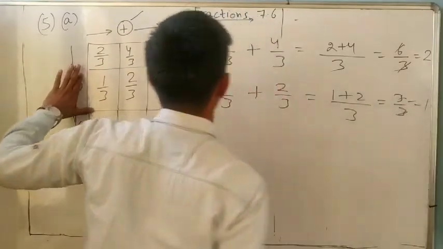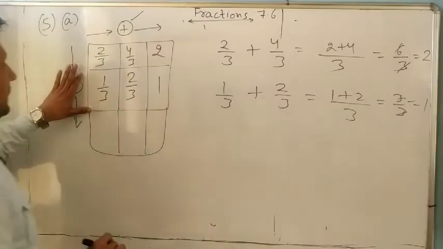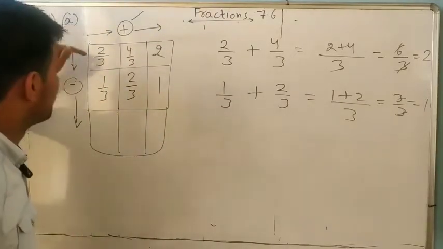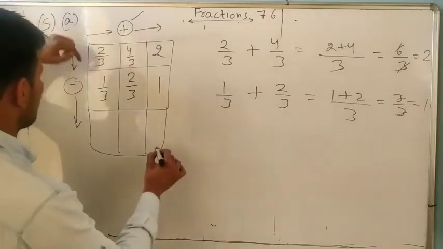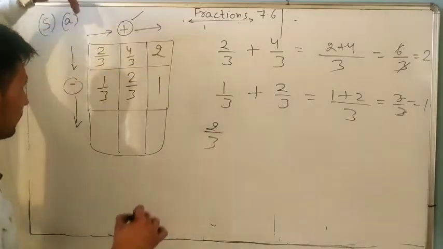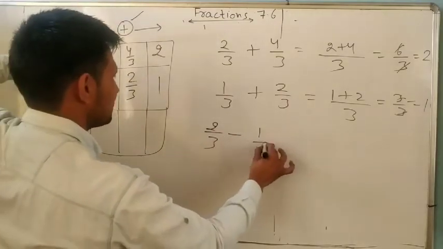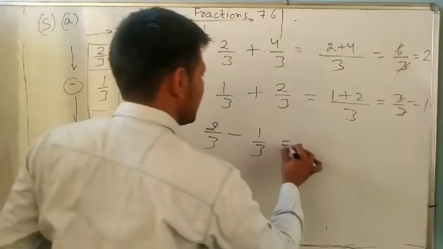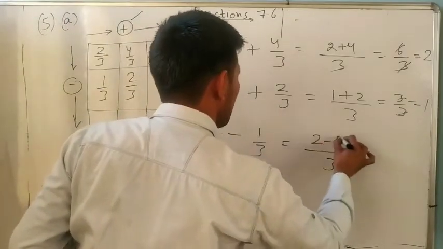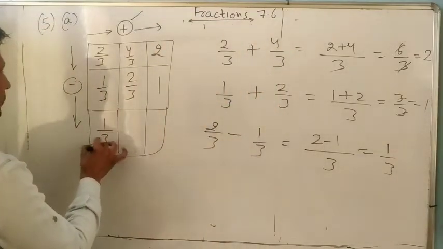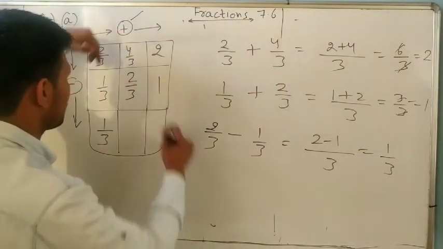It is 1. But when we come top to bottom, downside, it is 2 by 3, and now downside is minus 1 by 3. Minus or not? In the negative side, yes. So it is 3 and 2 minus 1. So what is 1 upon 3? It comes 1 upon 3. Same as it is from this one.